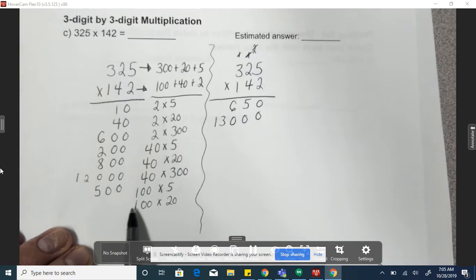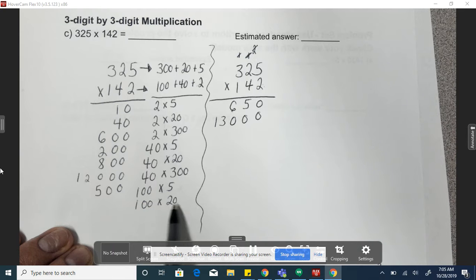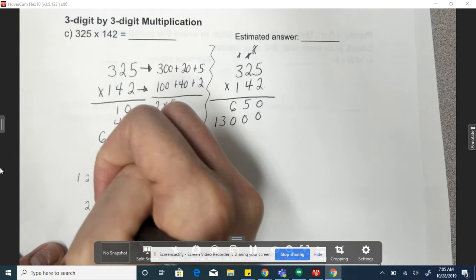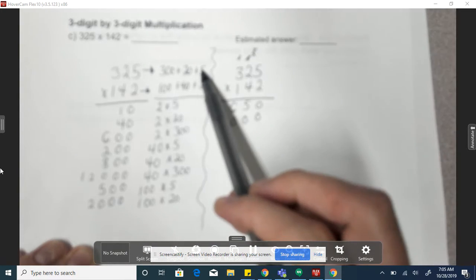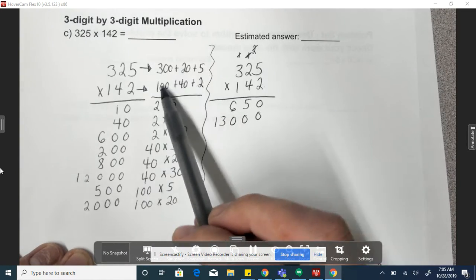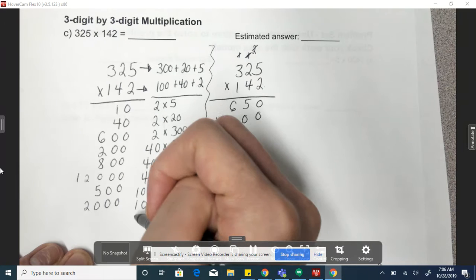Let's see. 1 times 2 is 2. Hundreds times tens is thousands. So my answer is 2,000. Put a 2 in the thousands place. Line up your place values. We did 100 times 5. 100 times 20. Now we're going to do 100 times 300.